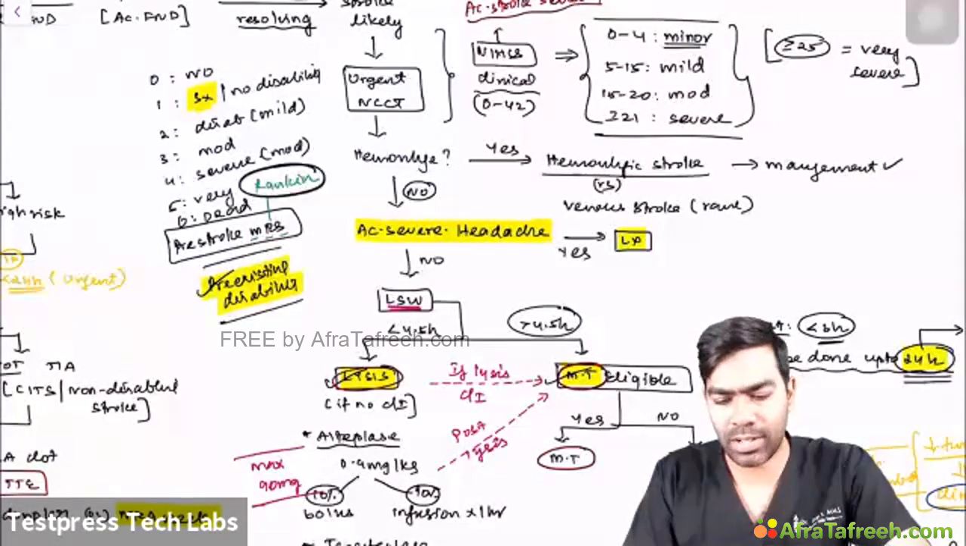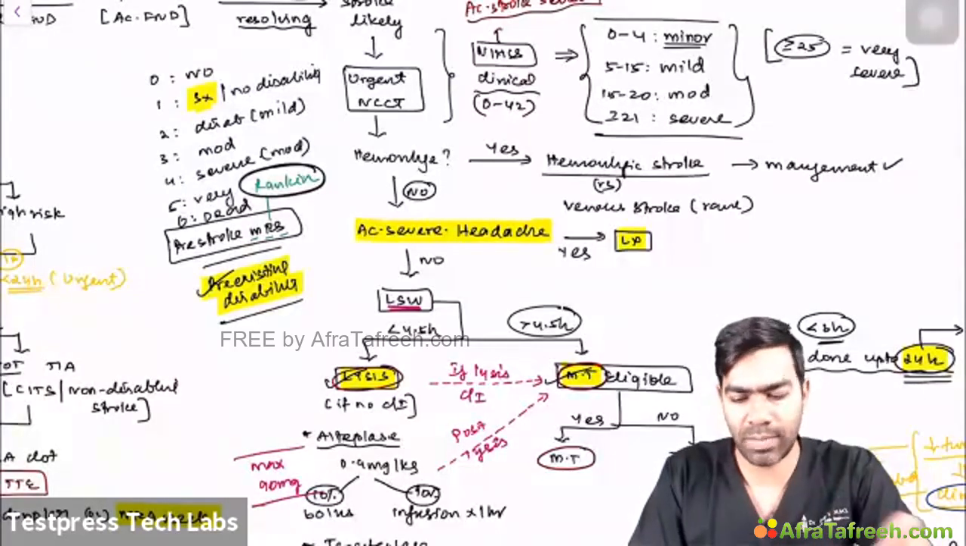Depending on that, you can grade according to 2, 3, 4, or 5. 2 means mild disability, 3 means moderate, 4 means moderately severe, 5 means very severe disability, 6 means a dead patient.